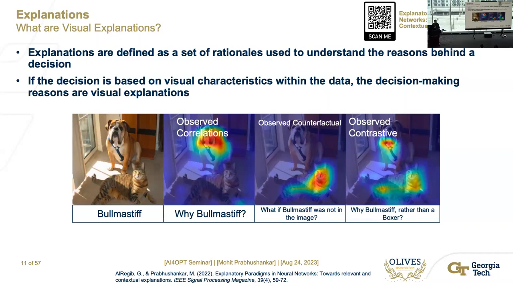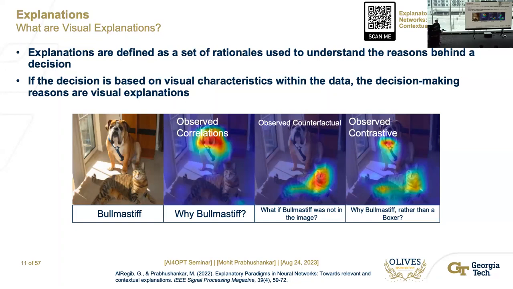And then we can ask the question, what if the bull mastiff was not in the image? Then it needs to say that, okay, I would have made a decision based on the cat, the tiger cat, which is at the bottom. So it needs to highlight that portion. Again, completely human interpretable. This is essentially what the network is showing us.